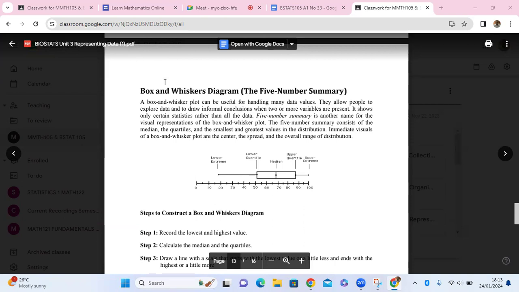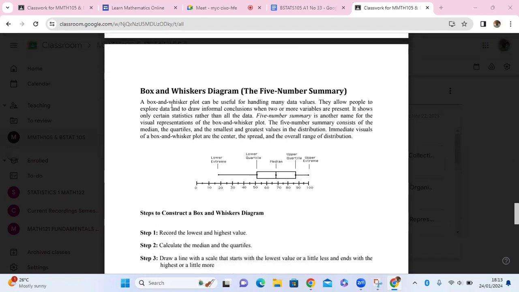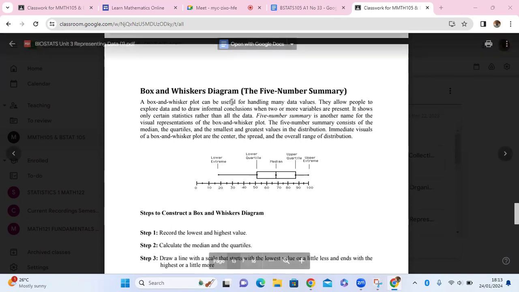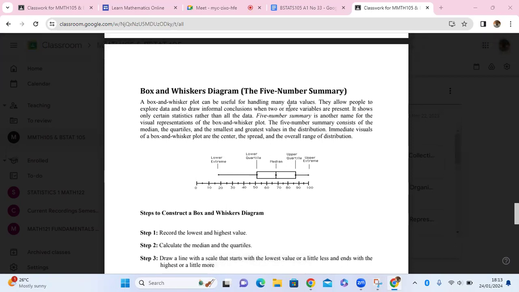representing data using a box and whiskers diagram. It's normally called a 5-number summary. It says a box plot or box and whiskers plot can be useful for handling many data values. They allow people to explore data and to draw informal conclusions when 2 or more variables are present. You can do comparison analysis. It shows only certain statistics, meaning certain descriptive measures, rather than all the data. So it's only using 5.